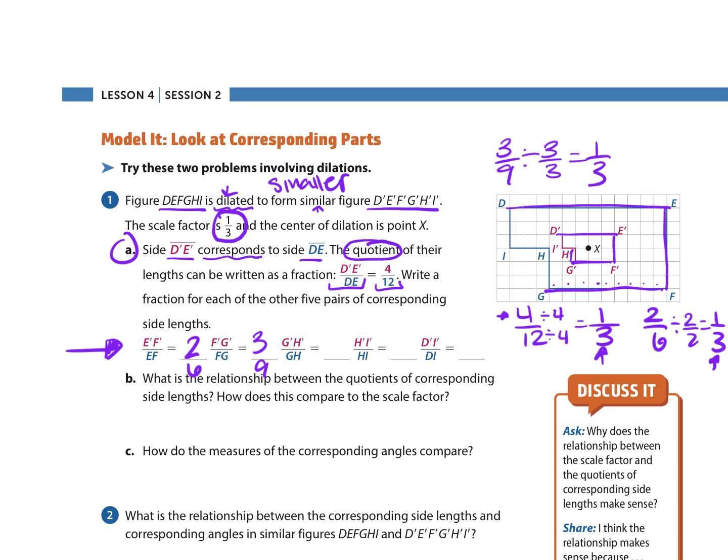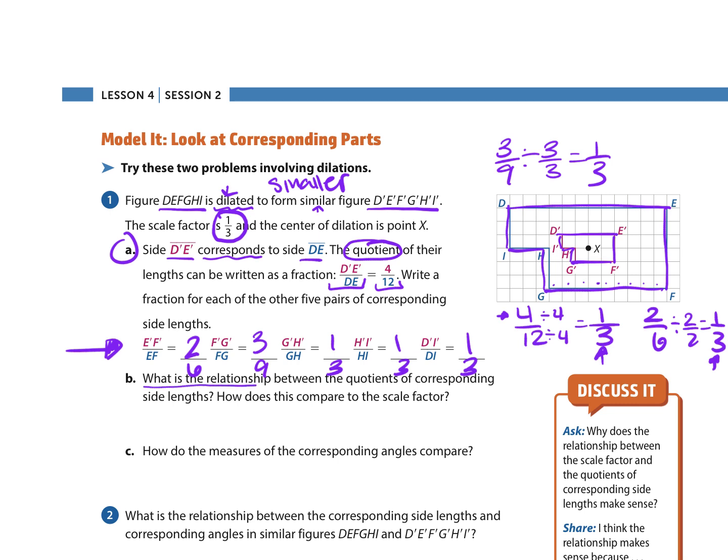G'H', rather, is 1. And GH is 3. I don't need to reduce because there's a 1. So this is as small as it gets. And it's the right fraction. It's 1/3. H'I' is 1. HI is 3. 1/3. D'I' is 1. And DI is 3. So all of my corresponding sides reduced down to 1/3.